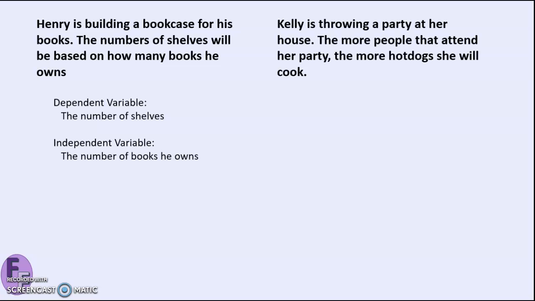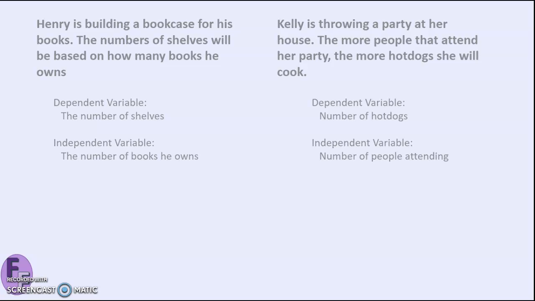Kelly is throwing a party at her house. The more people that attend her party, the more hot dogs she will cook. Well, in this case, the dependent variable is the number of hot dogs, because that number is going to change based upon how many people attend her party.